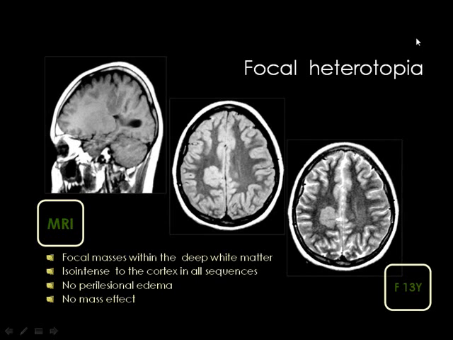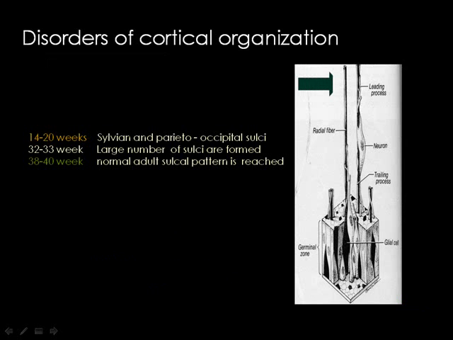Then this is the focal heterotopia, a focal mass of normal cortex within the white matter. If you do a T1, it will simulate the cortex. T2, it will simulate the cortex. There is no edema around this suspected lesion. There is no mass effect, and there is no enhancement if you inject contrast material.